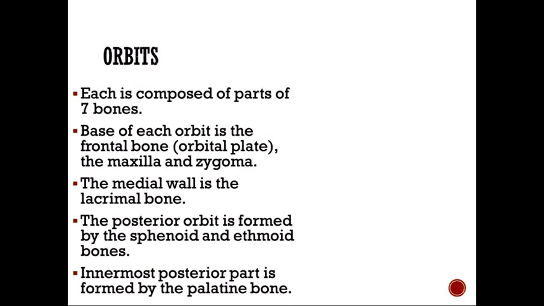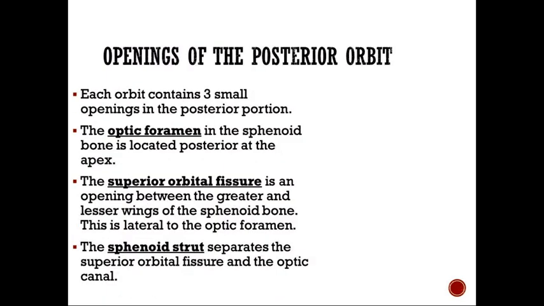Each of the orbits is composed of 7 bones. The base of each orbit is the frontal bone or orbital plate, the maxilla and zygoma. The medial wall is the lacrimal bone. The posterior orbit is formed by the sphenoid and ethmoid bones, and the innermost posterior part is formed by the palatine bone. Each orbit contains 3 small openings in the posterior portion.